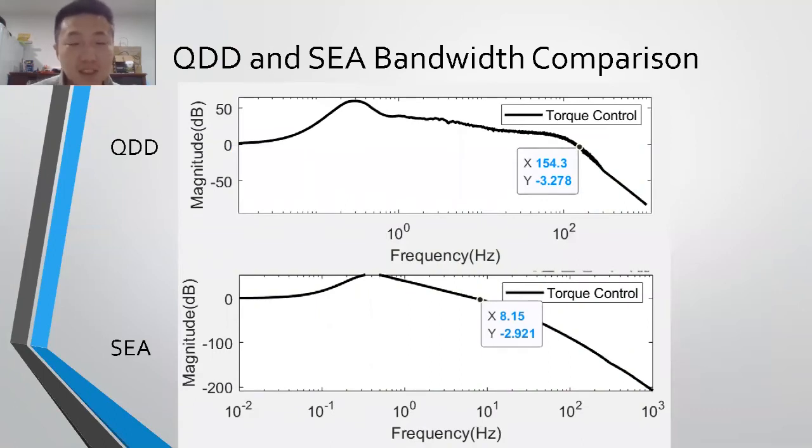Another diagram we see here is the QDD and SEA bandwidth comparison, which shows which device transfers the signal faster. So it's obviously QDD, which transfers the signal at a frequency of 154.3. But for SEA, the frequency can only be 8.15, which is a big difference.